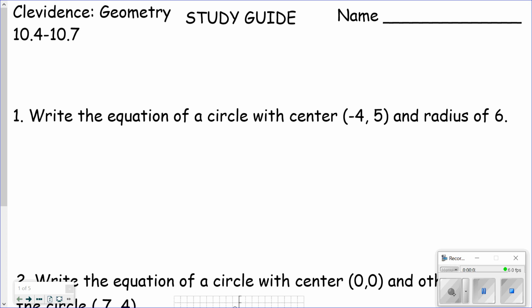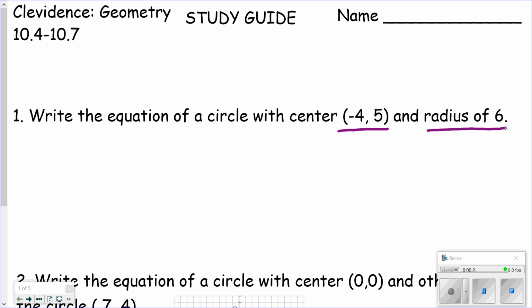Hi everyone, today we are going to go over the study guide for the 10.4 to 10.7 quiz. Remote learners, please remember if you are taking your quiz at home, you are expected to take your quiz during your scheduled geometry period. All right, number 1, write the equation of a circle with center -4, 5, and has a radius of 6.